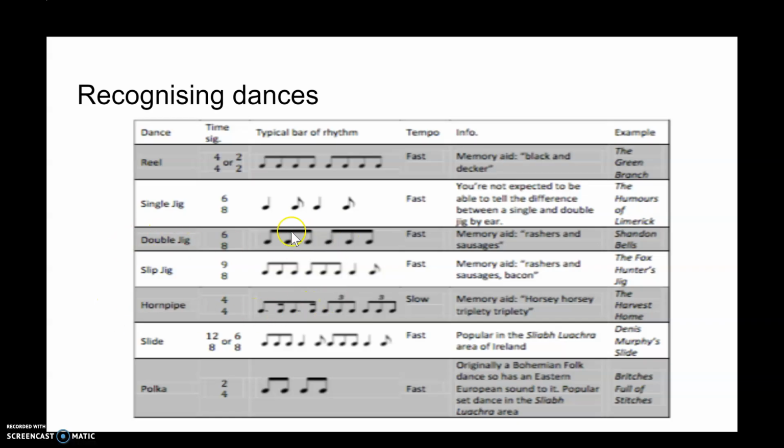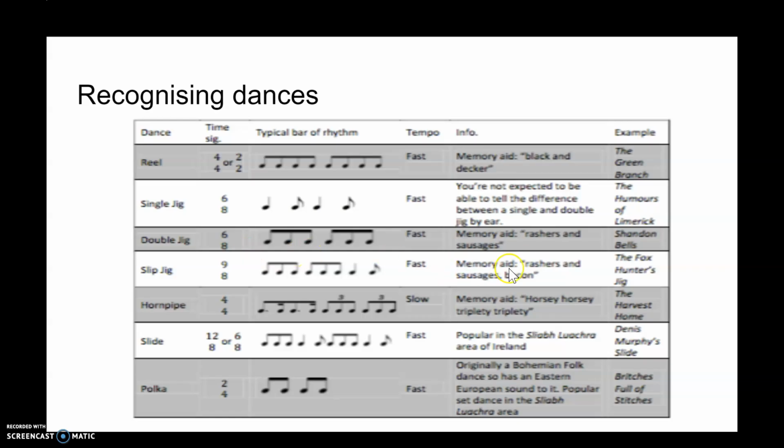And then the double jig, a typical jig, is just 2 groups of 3 quavers. 1, 2, 1, 2, 1, 2, 1, 2. If you think of the phrase rashers and sausages, rashers and sausages, okay? This is actually the same one that I used when I was learning as well. An example of a double jig would be the Shandon Bells. So a single jig, the Humours of Limerick, and the double jig, the Shandon Bells.